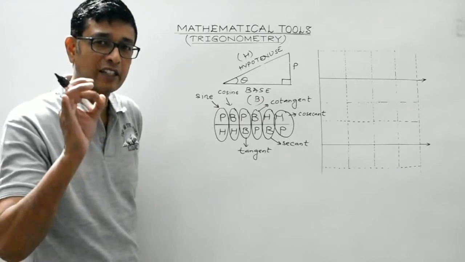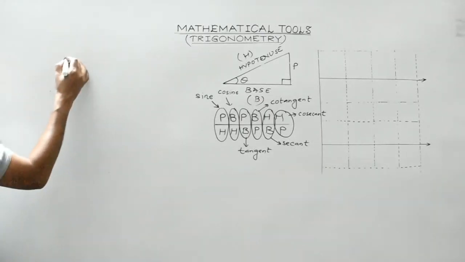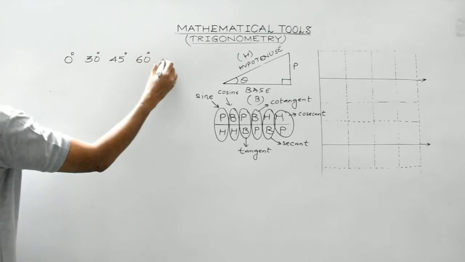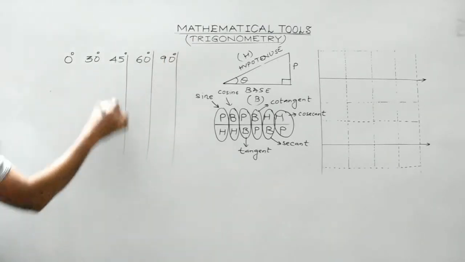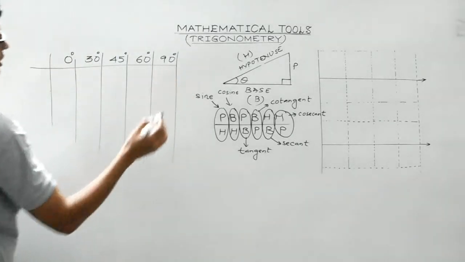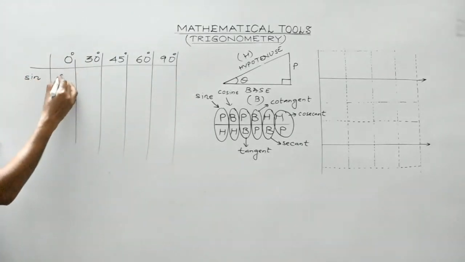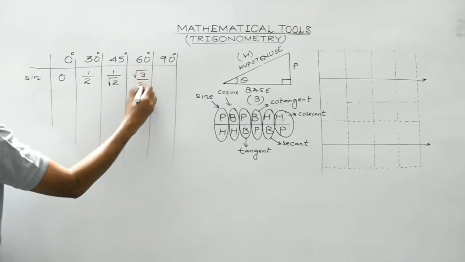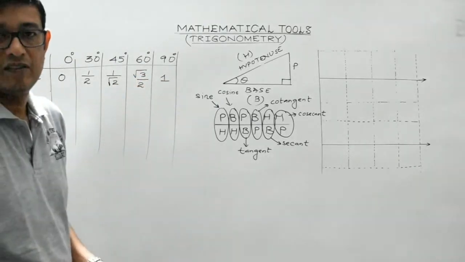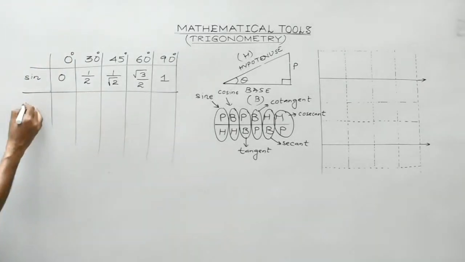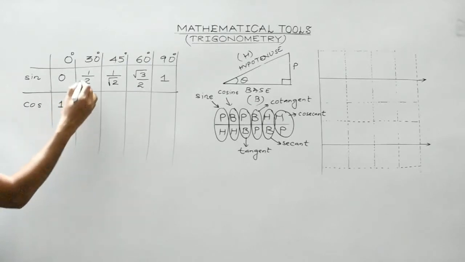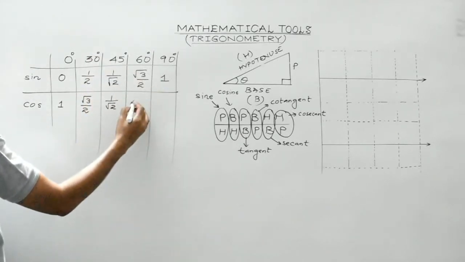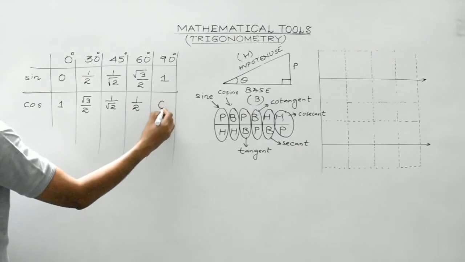Now you need to remember the trigonometric values as well, like the values for 0 degree, 30 degree, 45 degree, 60 degree and 90 degree. This is very, very important and you must be already knowing it. For the sine function, sine 0 is 0, sine 30 is half, sine 45 degree is 1 by root 2, sine 60 is root 3 by 2 and sine 90 you are aware is 1. And then the cosine function: cos 0 is 1, cos 30 degree is root 3 by 2, cos 45 degree is 1 by root 2, cos 60 degree is half and cos 90 degree is 0.